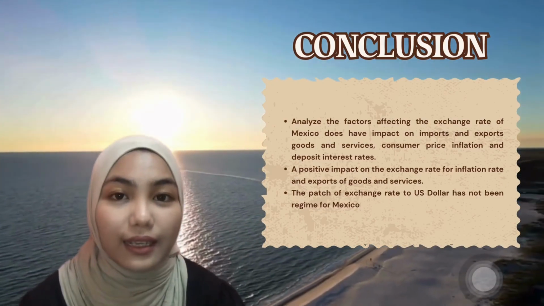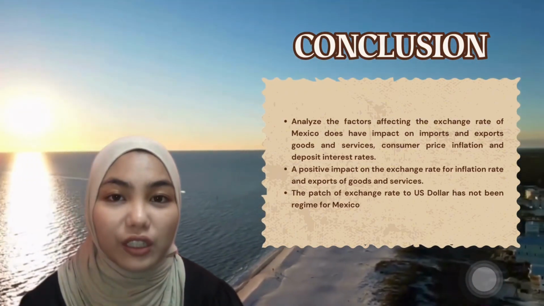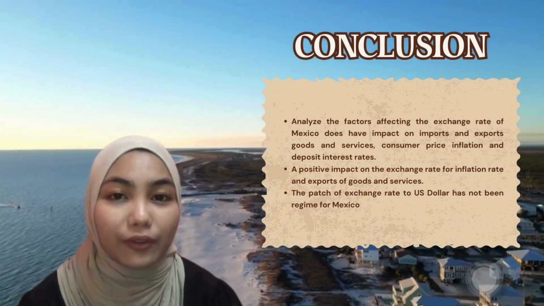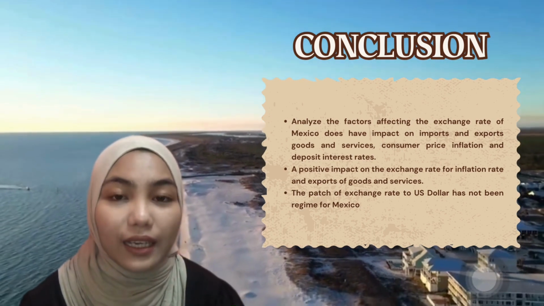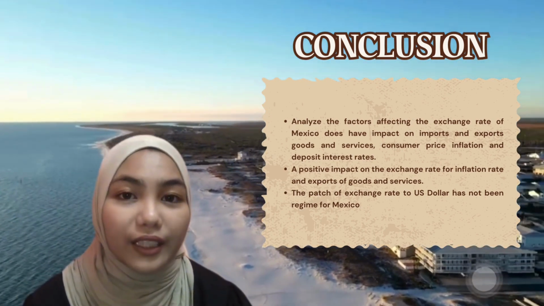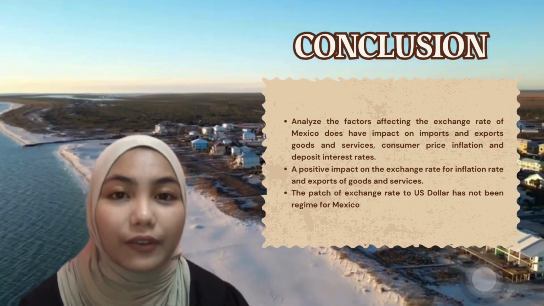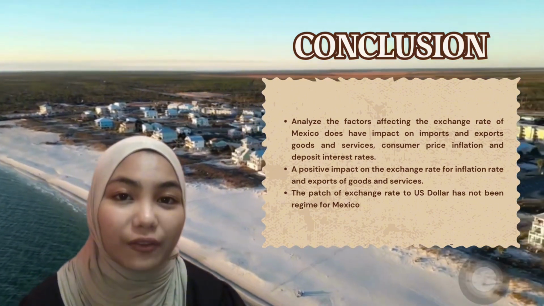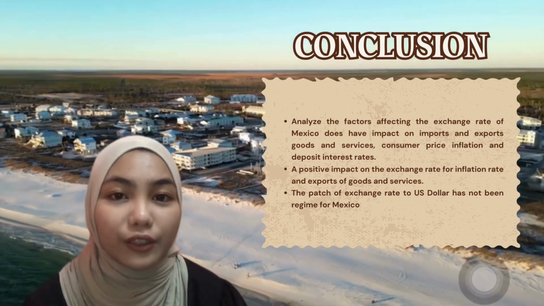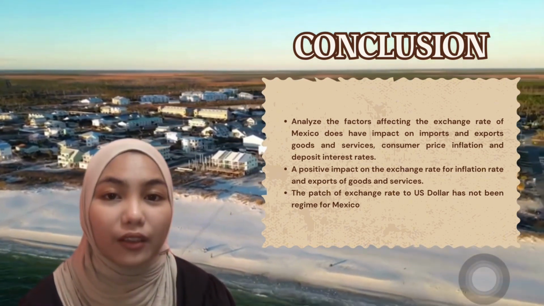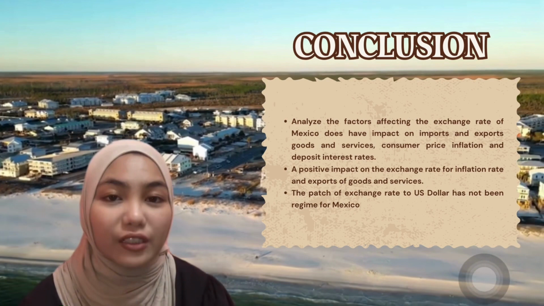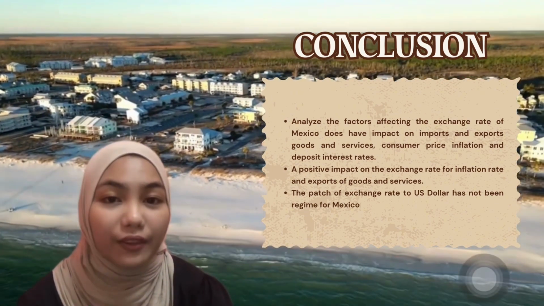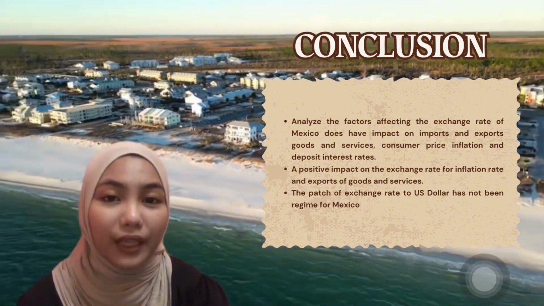As a conclusion, this study analysed the factors affecting the exchange rate in Mexico, namely the import and export of goods and services, inflation, and deposit interest rate. According to the multiple regression test, we found that it demonstrates a significant positive impact on the exchange rate for both inflation rate and exports of goods and services. Therefore, we can conclude that the pegging of the exchange rate to the US dollar has not been an appropriate regime for Mexico. In fact, it was found to have a negative impact on Mexico.